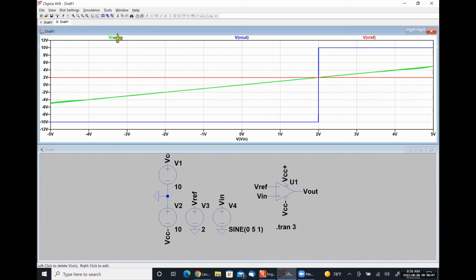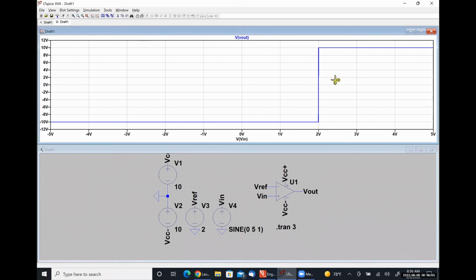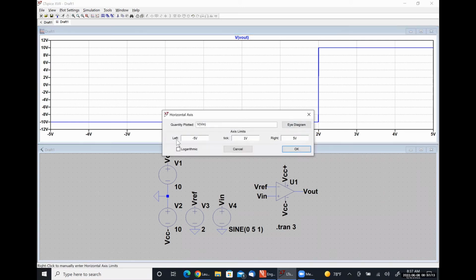So Vn divided by Vn is 1. And I'm going to delete this reference voltage here. And we have the exact same plot that we generated by hand a few moments ago, where we have a nearly vertical transition around our reference voltage of 2 volts. What we can do is zoom in here.